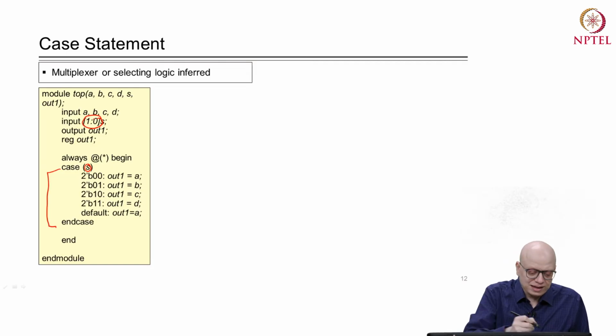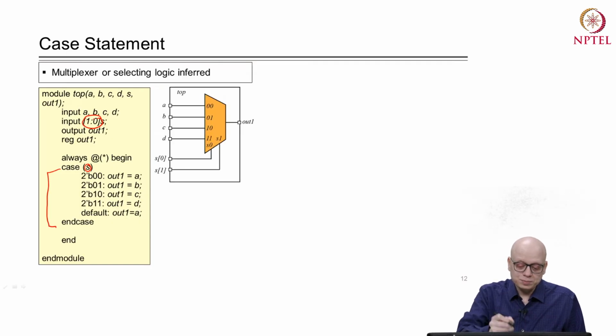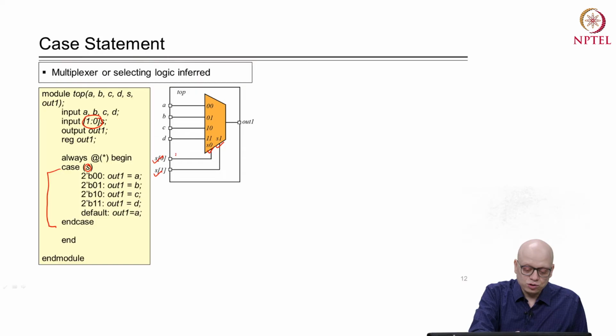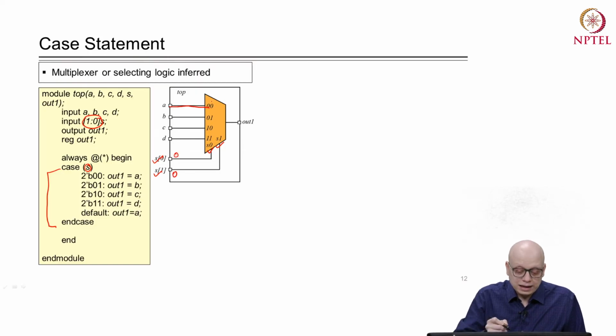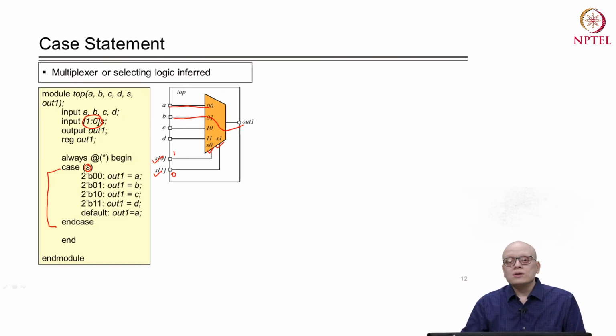So this kind of case statement will basically translate into a 4 to 1 multiplexer, because there are 2 select lines S0 and S1. If these two take a value of 0 0, then line A will be selected. If S1 is 0 and S0 is 1, then B will be selected, and so on. So this is how the case statement will be synthesized.